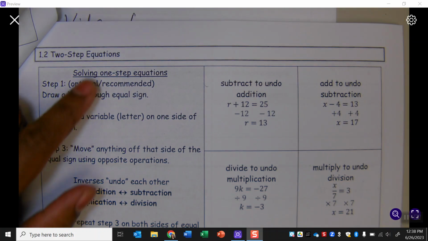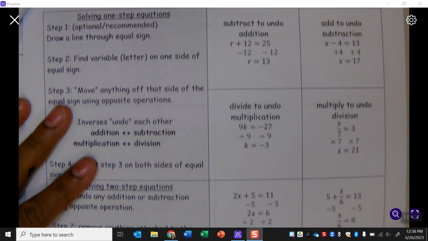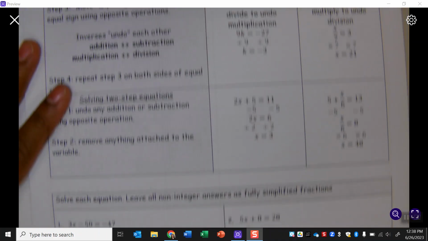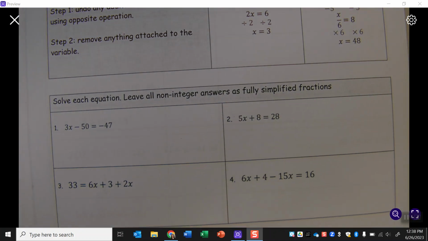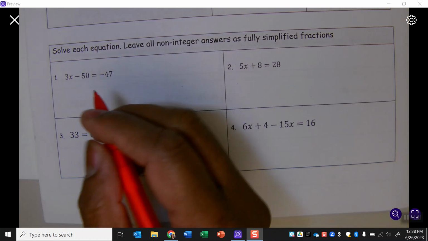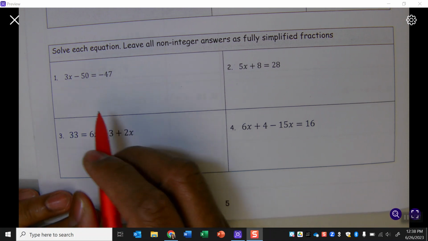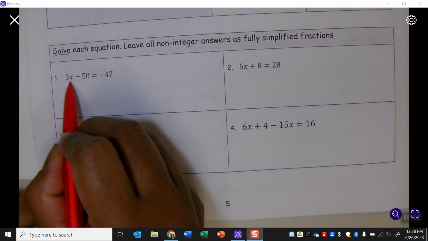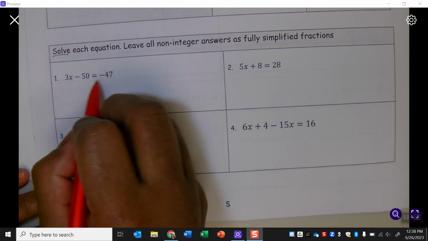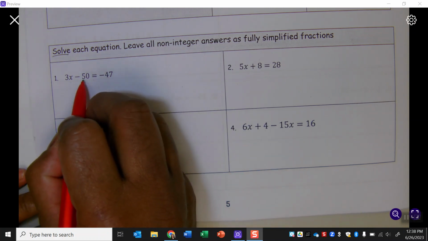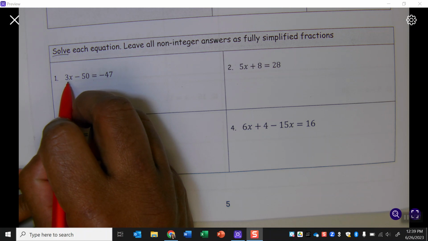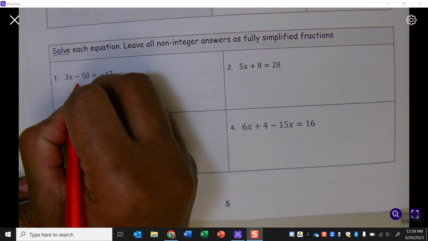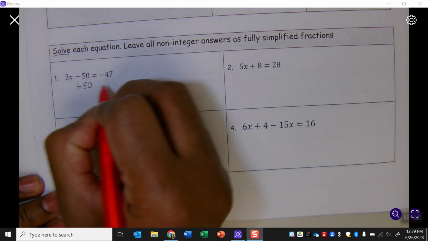So here is 1.2, two-step equations. There's a lot of notes on here. You can kind of read through it, but I just want to go through the practice. When I say solve, I see an equal sign, so I'm solving for x. What I'm going to do is look for wherever the constant is. Constant means it doesn't have a variable attached to it. So I'm going to take this out by adding 50 on both sides.